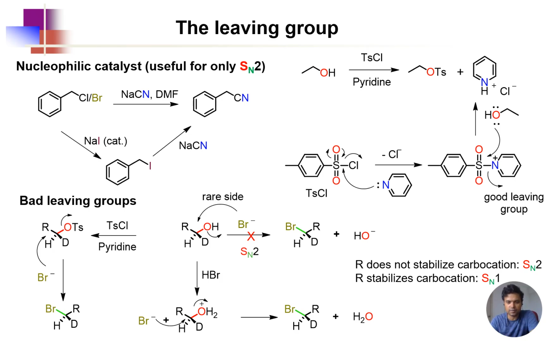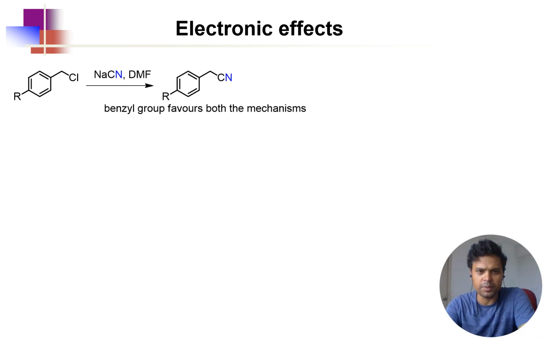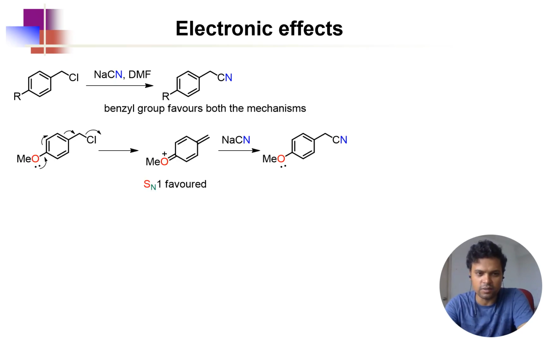So that's what I was talking about. If your R stabilizes the carbocation, then it may proceed via SN1 reaction. If it doesn't stabilize it, then it can proceed via SN2 reaction. This is something we should always remember. Now, what about the electronic effect for this? The benzyl group favors both of the mechanisms that we have discussed already.